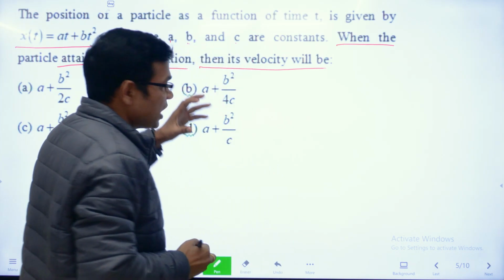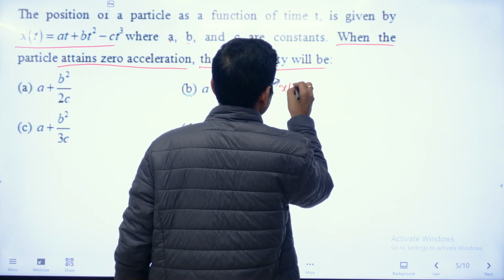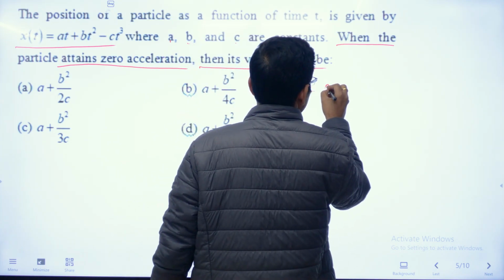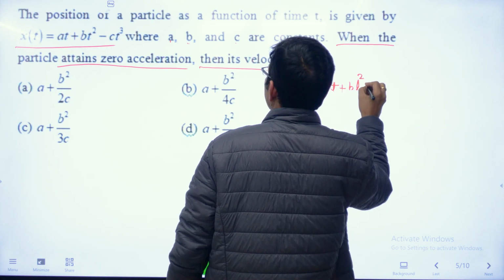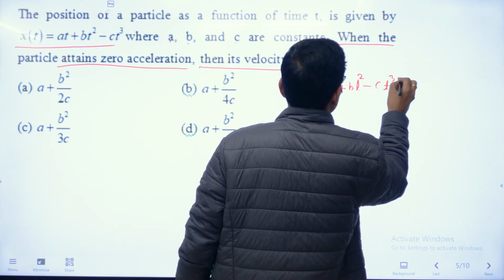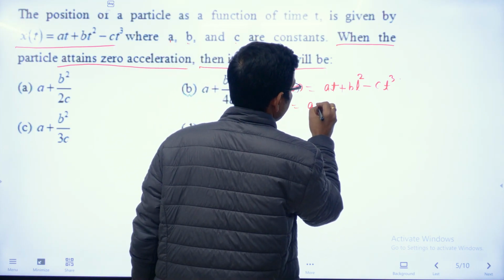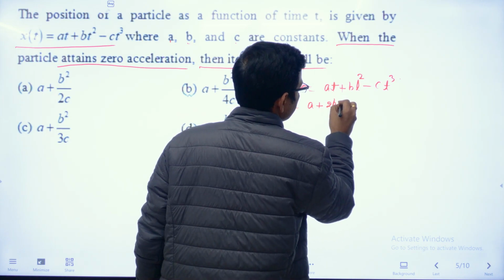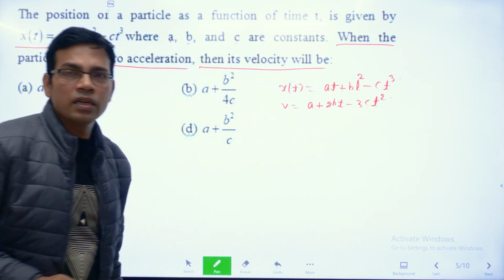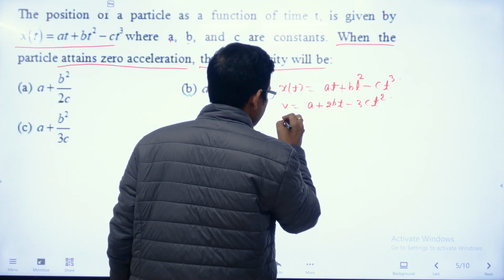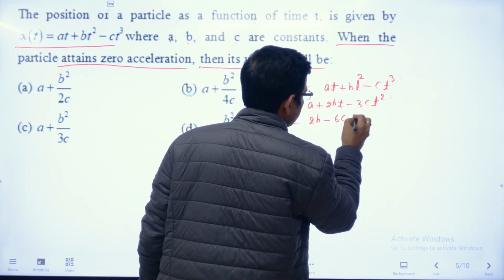तो सबसे पहले इसमें एक्सेलरेशन निकालना होगा. So इसकी एक्सेलरेशन क्या हो जाएगी? x(t) is given as at plus bt square minus ct cube. Now velocity is equal to a plus 2bt minus 3c into t square. ये मैंने वेलोसिटी निकाल लिया. Now what is the acceleration? This is equal to 2b minus 6c into t.